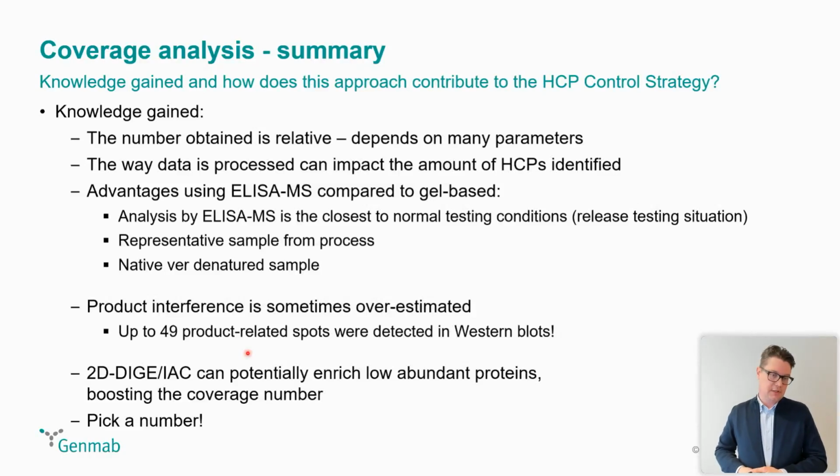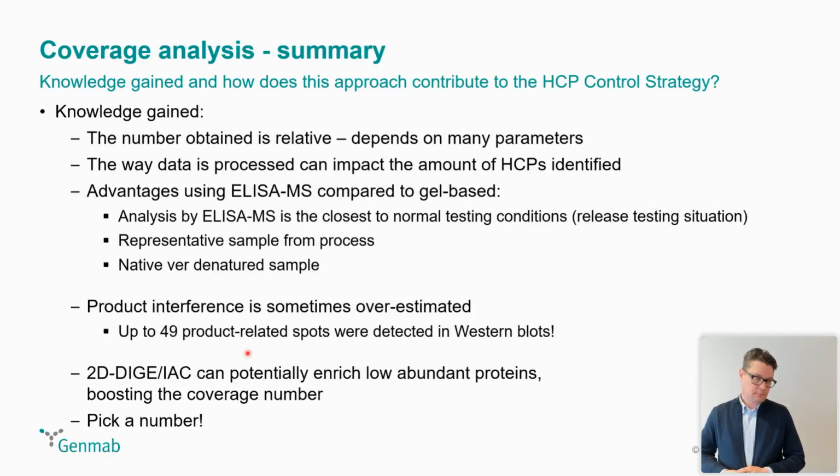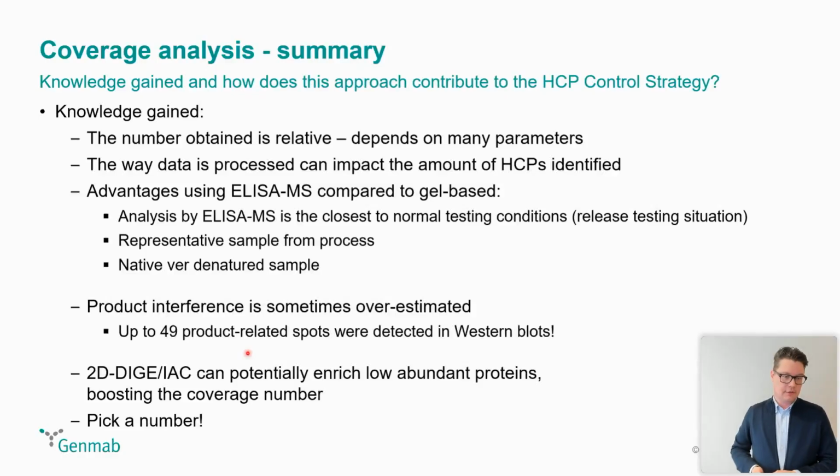The issue with the gel-based one is often that if you use a representative sample from the process, you have all of these product spots or product bands that might interfere with your analysis, but in this case, it does not interfere. And again, the gel actually has the ability to denature your sample, whereas in the ELISA-MS approach, you actually perform the analysis in a native condition. What we also saw is that sometimes the product interference is overestimated, up to 94% or 49 spots were product related.